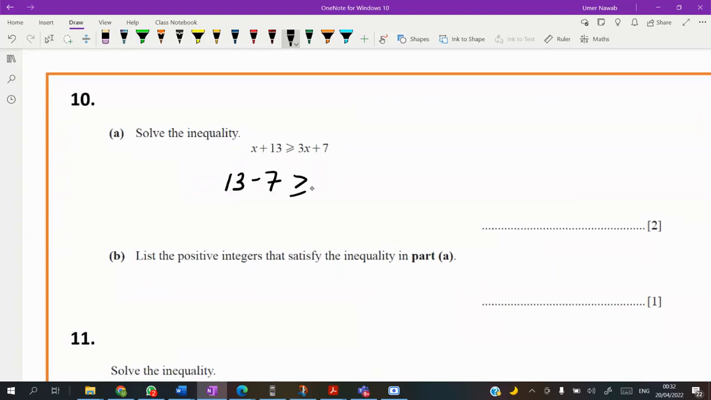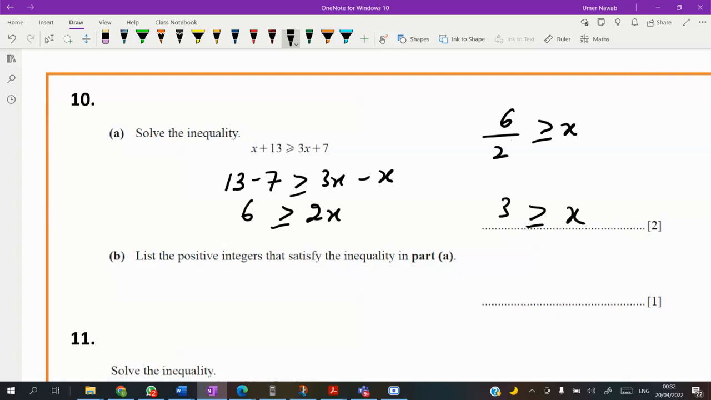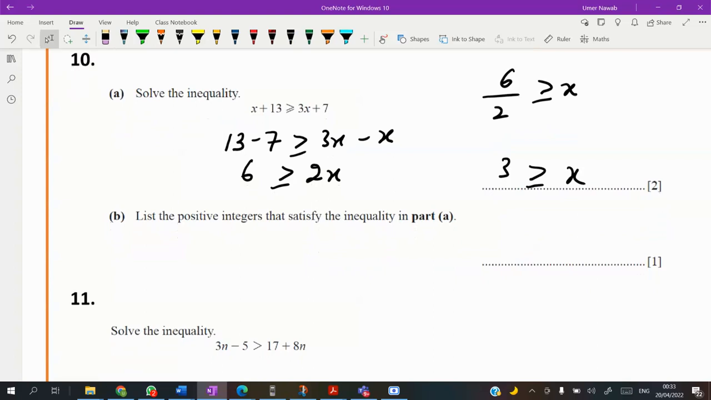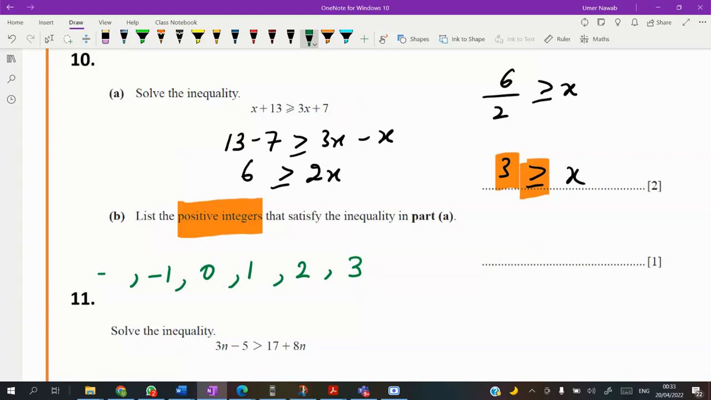13 minus 7 is greater than or equal to 3x minus x. 13 minus 7 is 6, greater than or equal to 2x, and then 6 divided by 2 is greater than or equal to x, which gives you 3. So your x is less than or equal to 3. Now, there are lots of integers less than 3. But he is willing to see only the positive integers. Let me list all the integers less than or equal to 3: 3, 2, 1, 0, minus 1, minus 2.